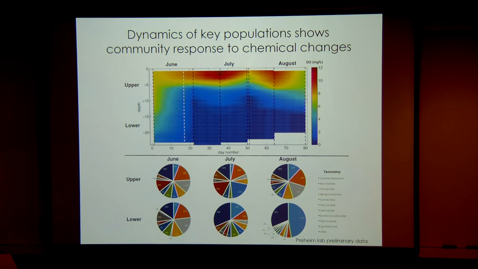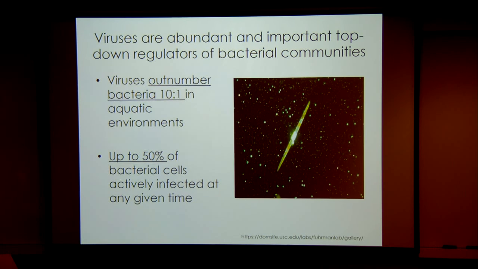Okay, so I'm going to transition now to the second part of the talk, where I'm going to be talking a little bit about viruses, this top-down control on the microbial community by viruses. Even though I told you how abundant microorganisms are, viruses are 10 times more abundant than bacteria. They outnumber bacteria 10 to 1 in typical water systems.